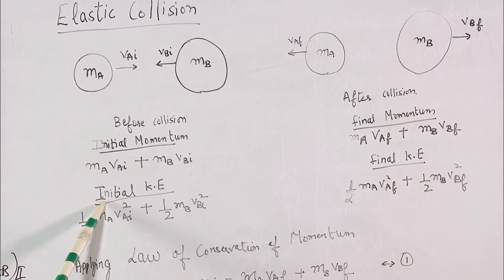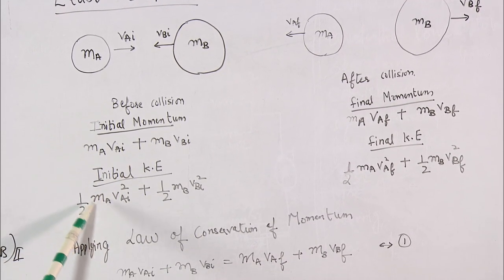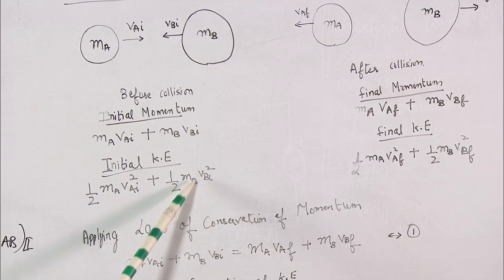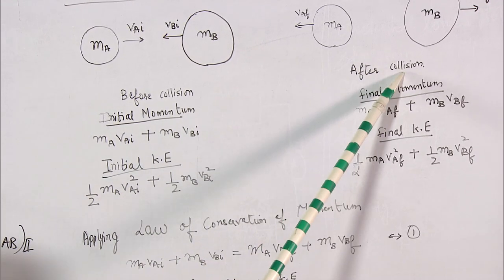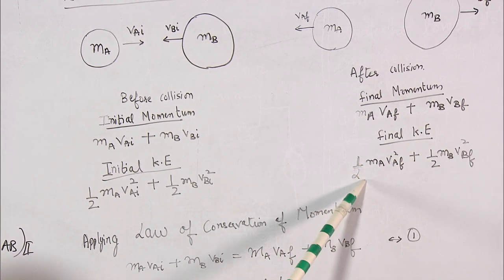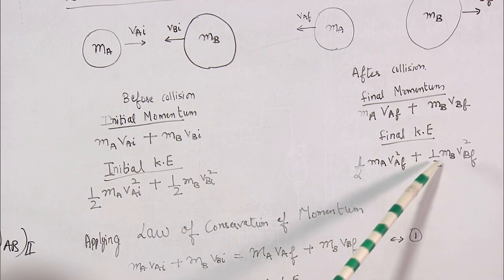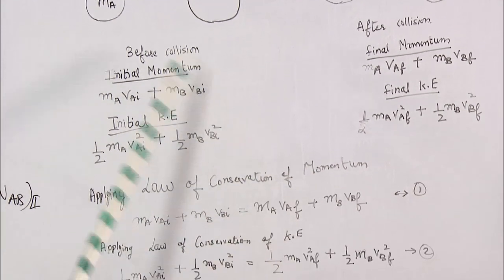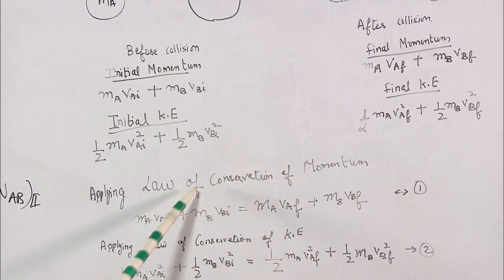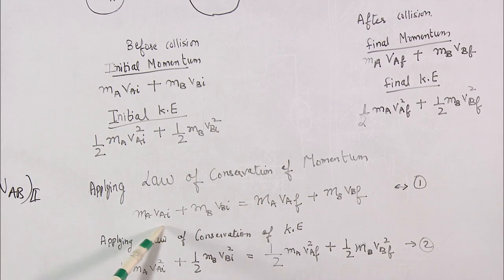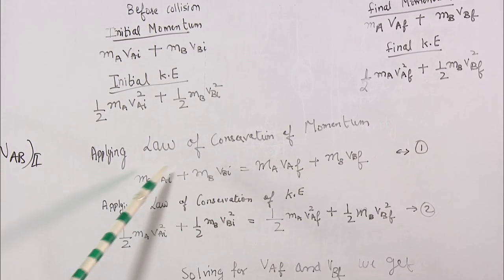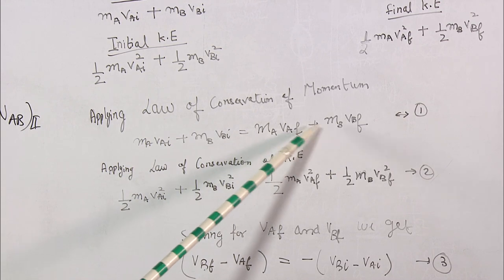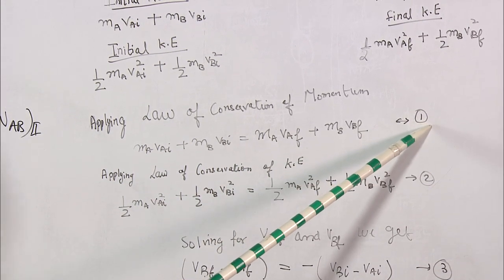Similarly, we can write an expression for initial kinetic energy: half MA VAI squared plus half MB VBI squared. After collision, we have a final kinetic energy given by half MA VAF squared plus half MB VBF squared. Now, applying the law of conservation of momentum before and after collision, the momentum remains conserved. This means the initial momentum is equal to the final momentum: MA VAI plus MB VBI equals MA VAF plus MB VBF. This is equation 1.